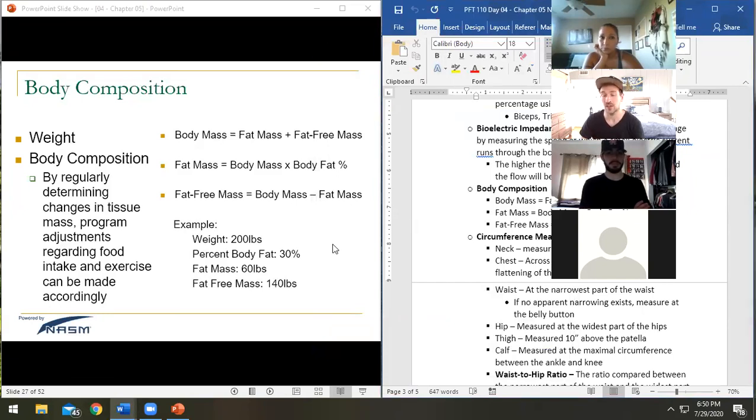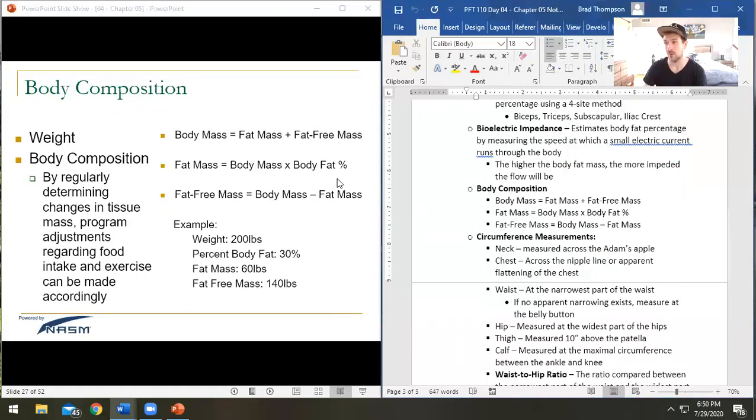So this is most of the time, like if you have a machine, if you are doing bioelectric impedance, it's going to do all this math for you. But if you are doing the skinfold measurements and you're using an old school scale, this is how you can figure out those numbers. Because we don't want to lose just weight, right? We want to lose fat.